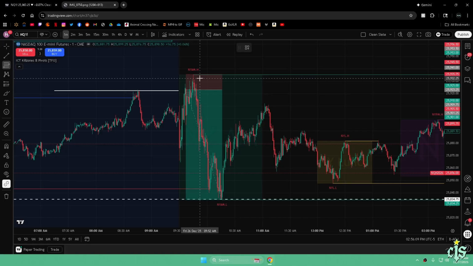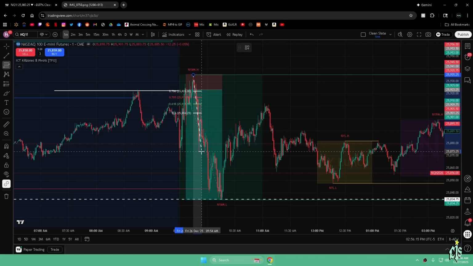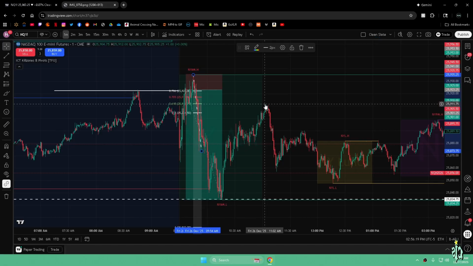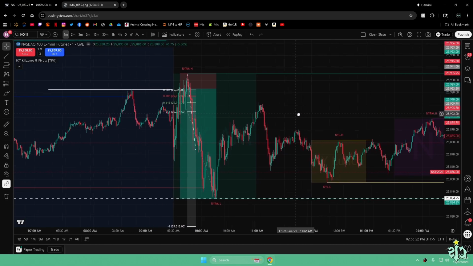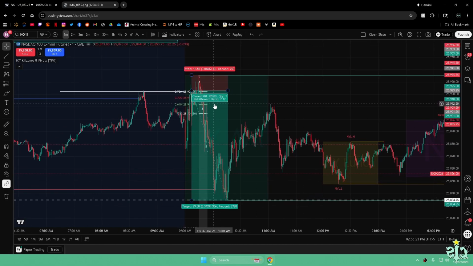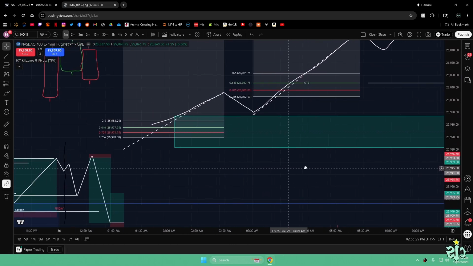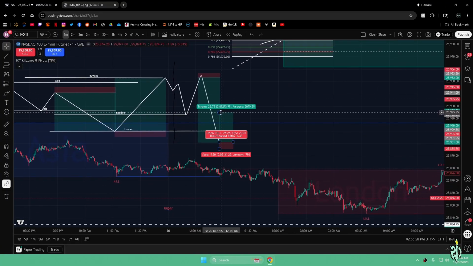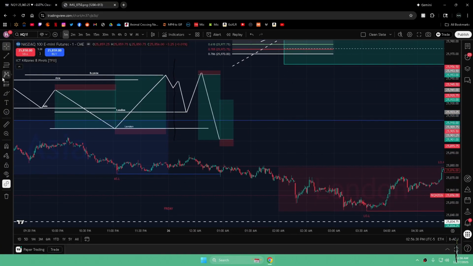You would go from this high to this low right here, and our OTE zone right here to the wick. And then you could have taken sells if you wanted to. But basically, you would take it to that OTE zone, which would be like right here. And that's what it did.